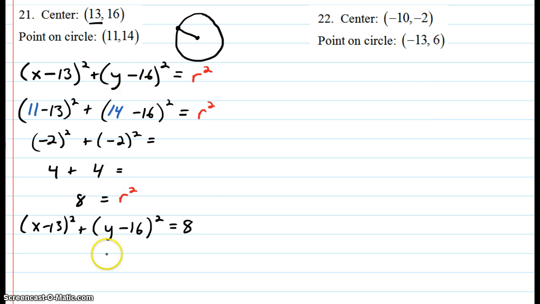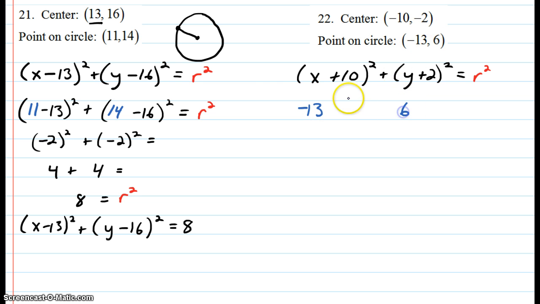Alright, go ahead and pause the video and give number 22 a try. Alright, so now our center is at negative 10 and negative 2. So when you write this, you're going to write x plus 10 now, because negative 10 plus 10 would equal 0. Same thing here, it's going to be y plus 2 squared equals r squared. The point we're going to plug in is negative 13, so the negative 13 is going to take the place of the x, and the 6 is going to take the place of the y.